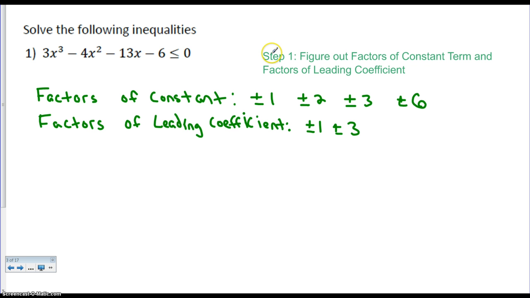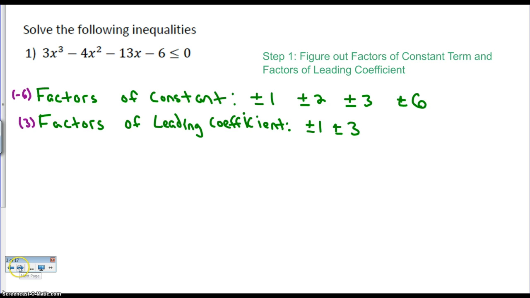Well, step one is we want to figure out the factors of the constant term and the factors of the leading coefficient. In this case, my constant term is -6, and my leading coefficient is 3. So I'm going to figure out all the factors of -6 and all the factors of 3. That's the first thing I'm going to do, so I write those all down.